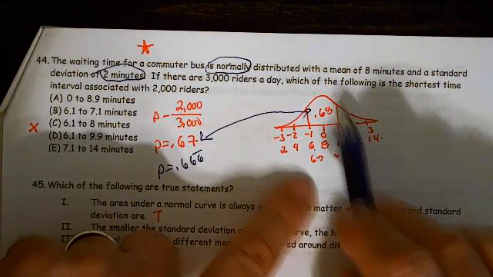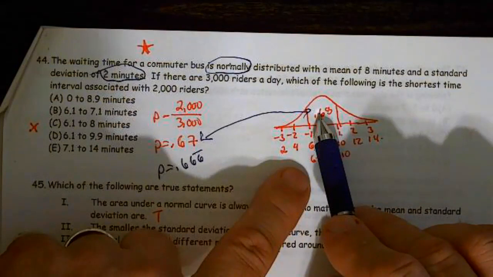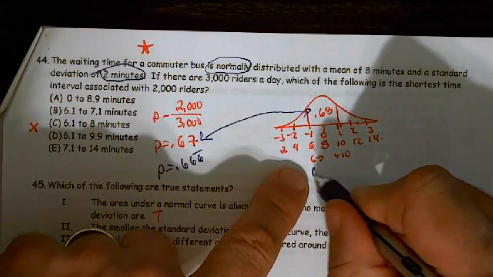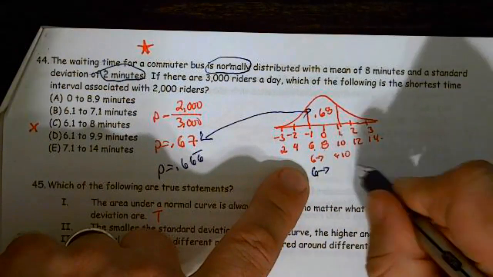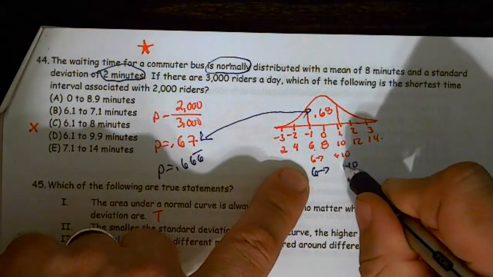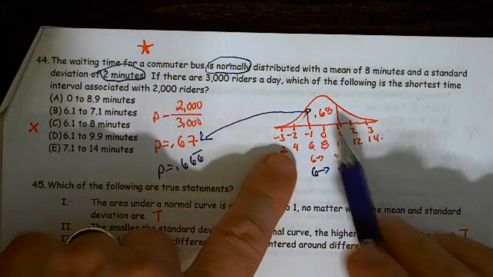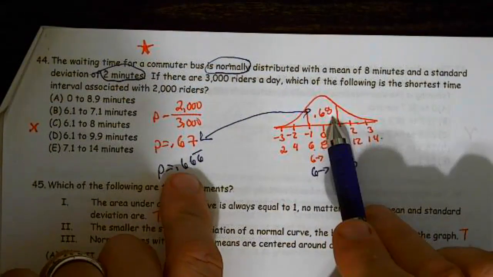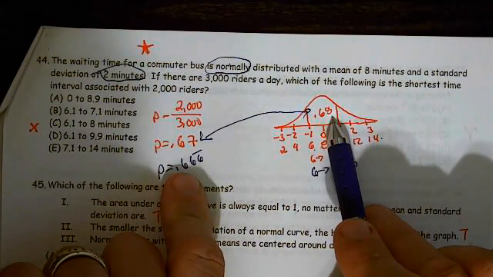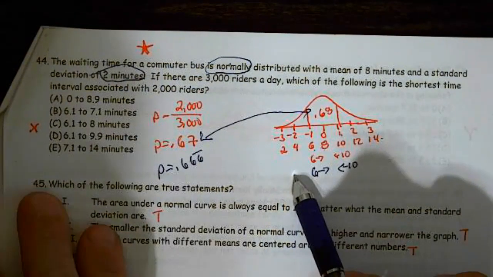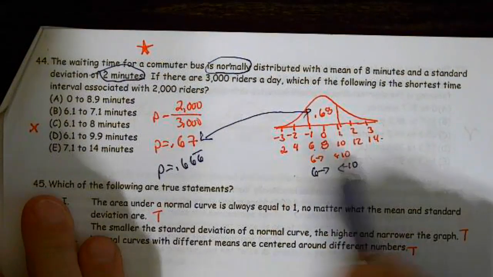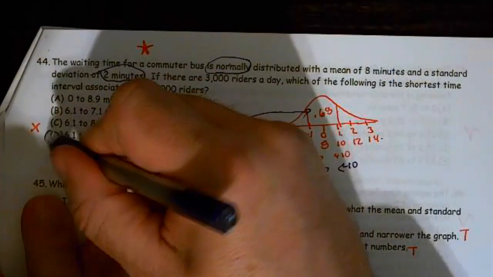Now, we didn't want 68%. We wanted a little bit less than 68%. So that means my 6 needs to go up a little bit and my 10 needs to go down a little bit, but not a whole lot, because we're only needing to get to 66%, and that's already at 68%. So a little bit larger than 6 would be 6.1. A little bit smaller than 10 is 9.9, so that should be my answer.